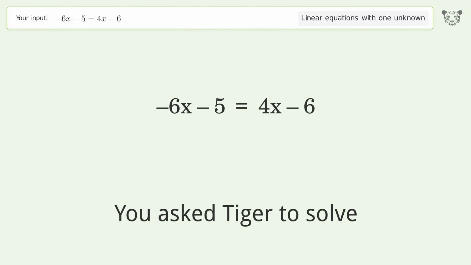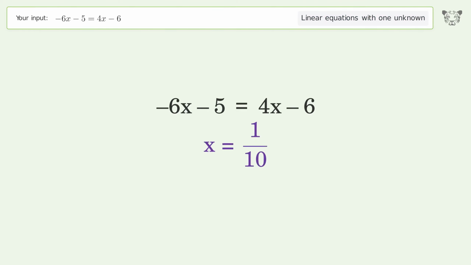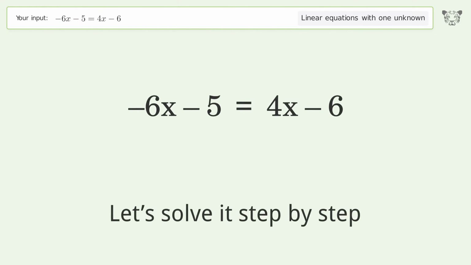You ask Tiger to solve this. It deals with linear equations with one unknown. The final result is x equals 1 over 10. Let's solve it step by step.